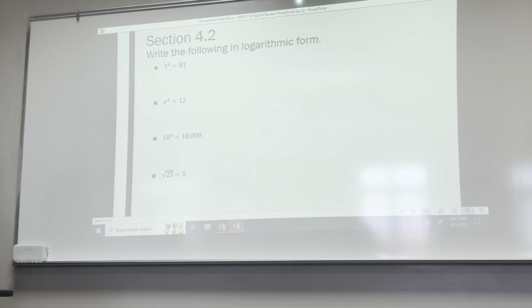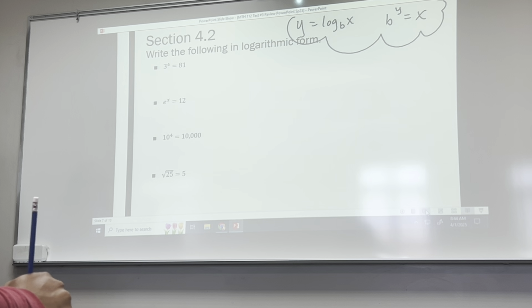Okay, now converting from log form to exponential form and exponential to log form, it's a formula, right? y equals log to the base b of x, that's log form. That same expression in exponential form is what? b to the y equals x, right? Remember, what a logarithm equals is the exponent. So you do need to have this memorized, hopefully you already do.